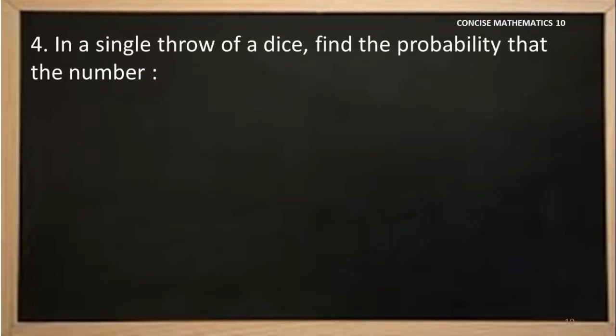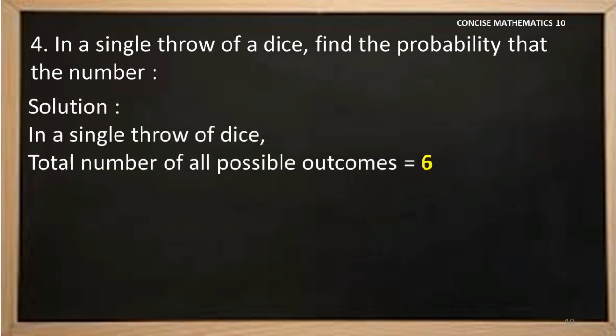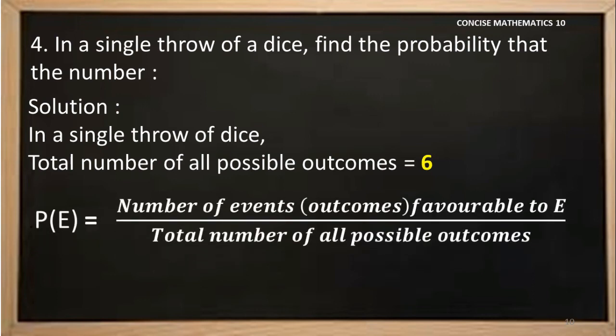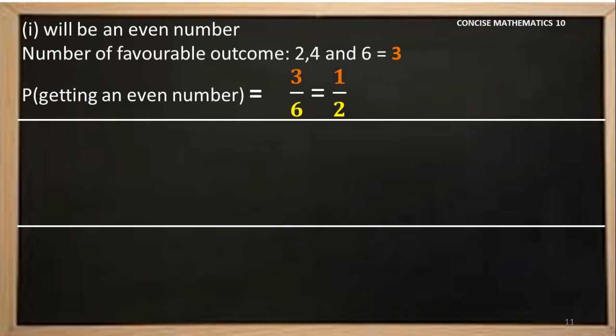Next, question number 4. In a single throw of dice, find the probability that the number. So the experiment is the same, that is throwing a dice 1 time. Hence the total number of all possible outcomes is equal to 6 and the formula remains the same. Let us move on to the sub questions. The first sub question says will be an even number. Among 1 to 6, which are all the even numbers? That is 2, 4, 6. Hence it is 3 times and the probability of getting an even number is 3 by 6, which is equal to 1 by 2.